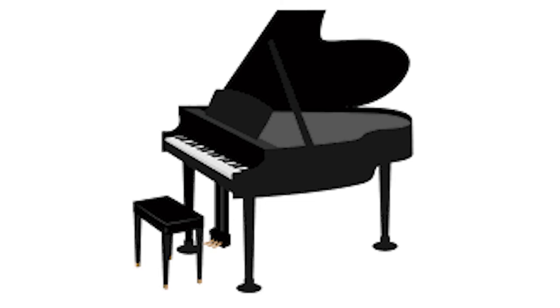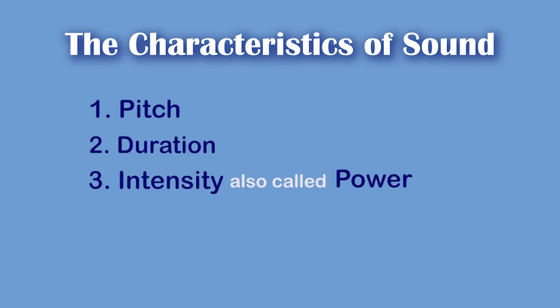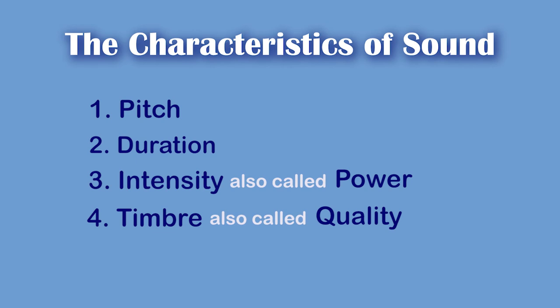We are able to distinguish the instruments, and we will be able to do that even if they play exactly the same music. In summary, we have established that from the angle of written music, sound has four characteristics, namely pitch, duration, intensity or power, and timbre or quality.